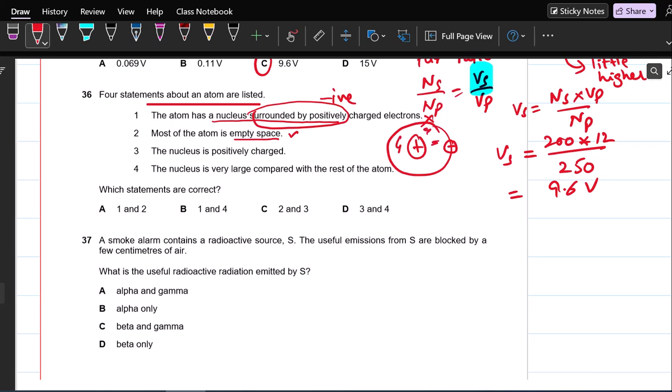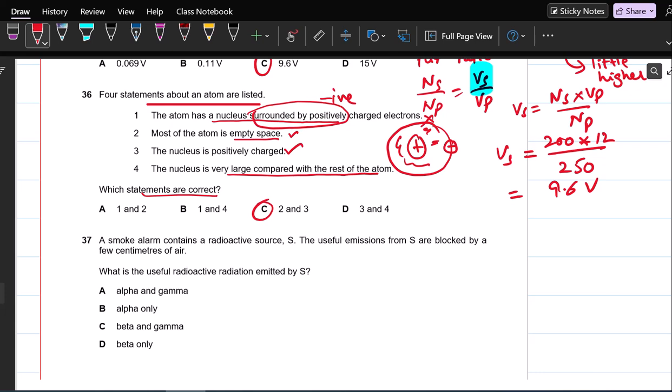The nucleus is positively charged. Yes. The nucleus is very large compared with the rest. No, nucleus is very small. So 2 and 3, I think, is the right statement. Yeah, right statement they are asking. So C is right. Moving to question 37.